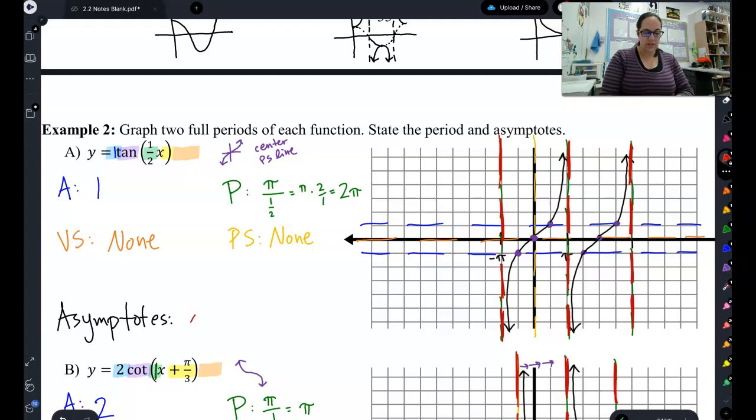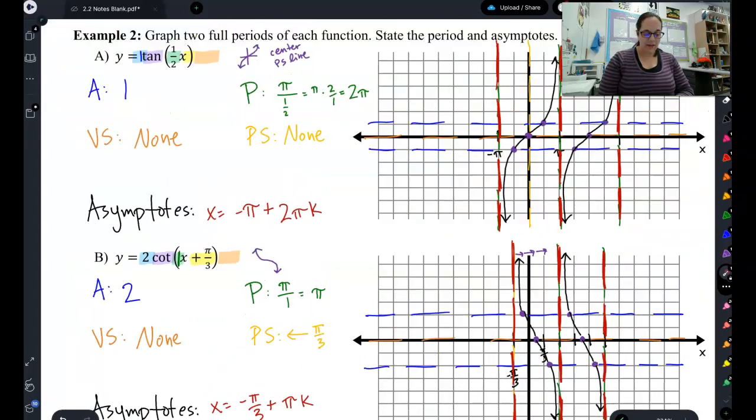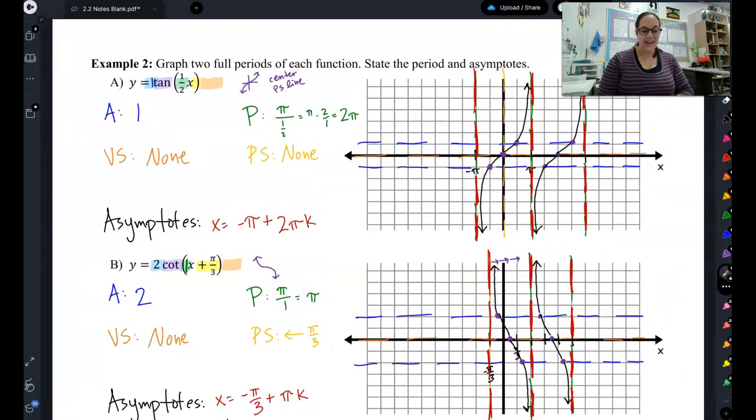My first asymptote is at negative pi. And these asymptotes seem to be 2 pi apart. I add 2 pi to get to the next, add 2 pi to get to the next. So that is a really good example of tangent and cotangent.